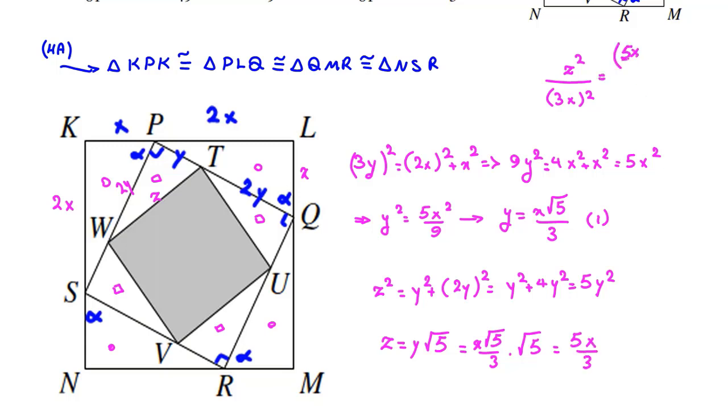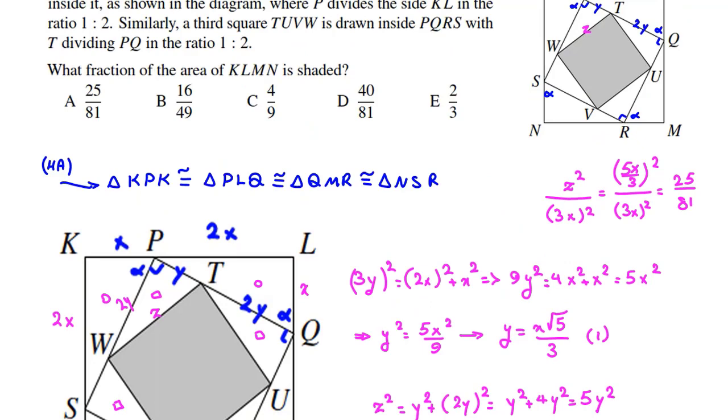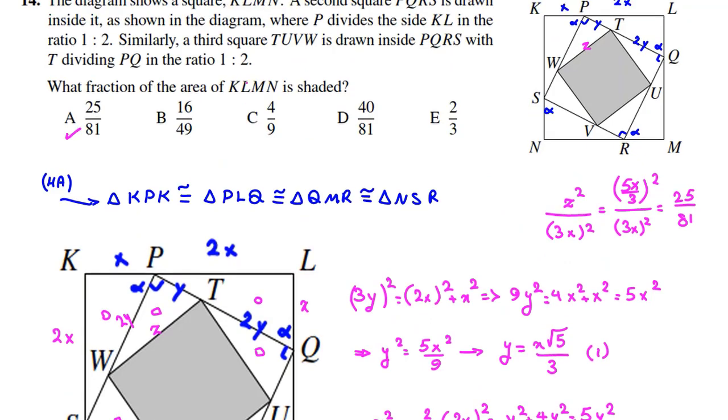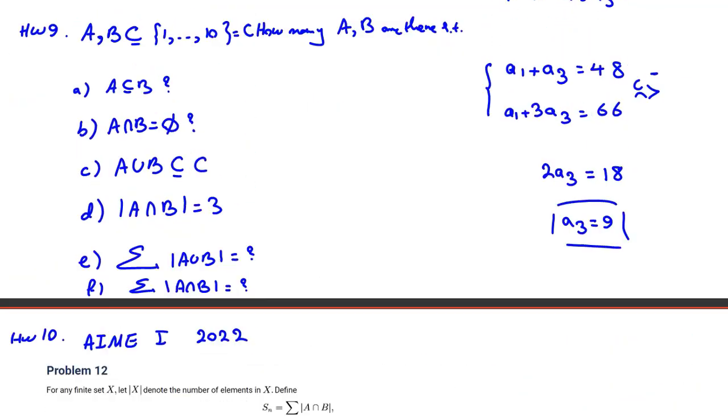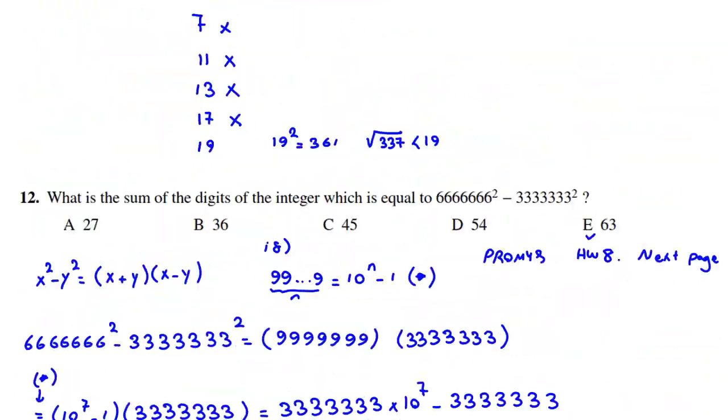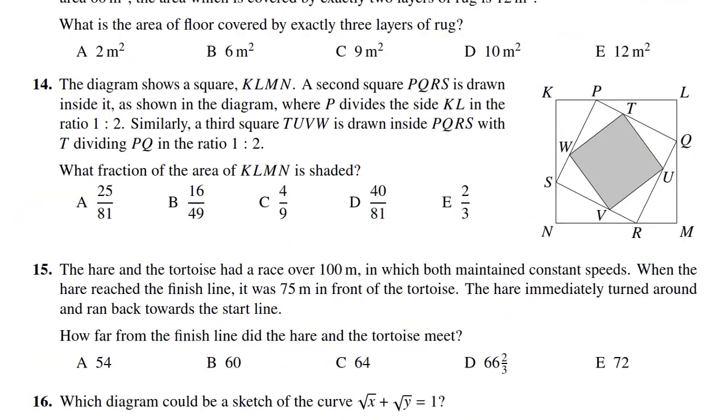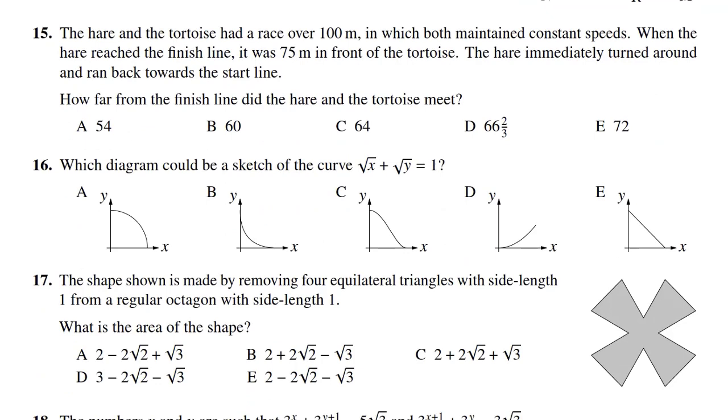So it will be 5x over 3 squared over 3x whole squared, equals 25x squared over 9x squared. x squared will be cancelled. It will be 25 over 9 times 9, 81. Okay, this area, and it will be choice A. Okay, finding ratio of area is useful. We have also some similar problems. If you want to learn them, as I said before, feel free to send a message to my WhatsApp number in the description and comments. It was problem 14.